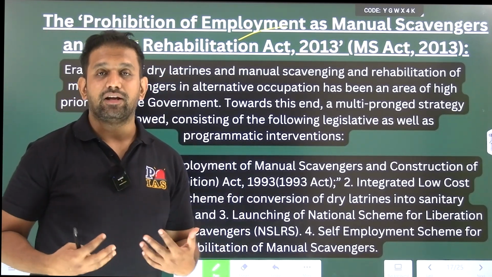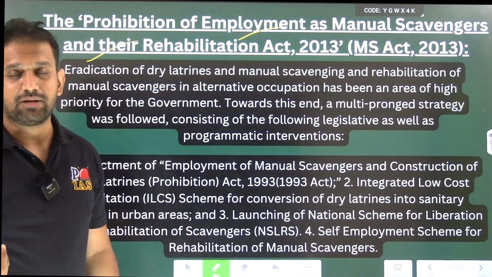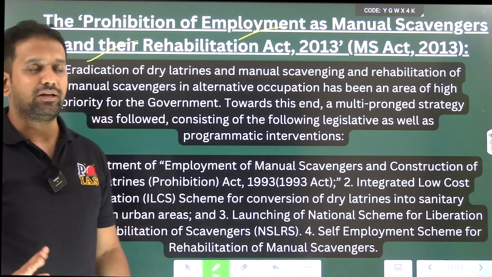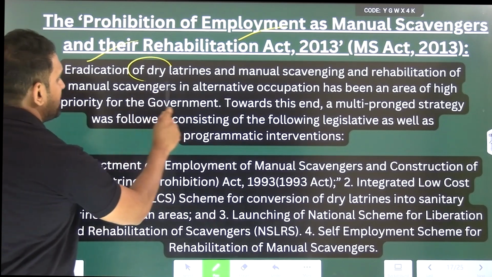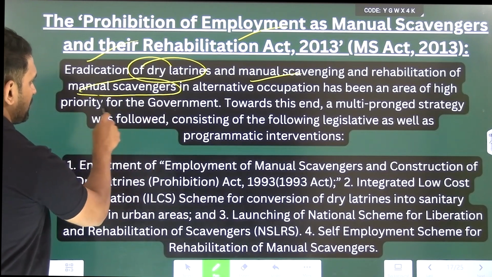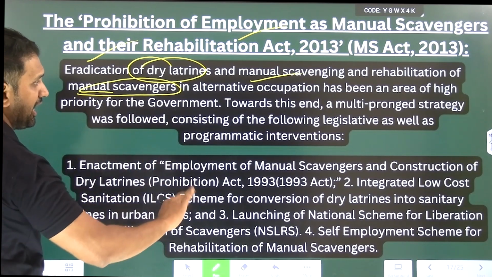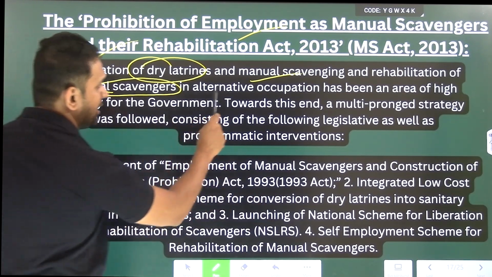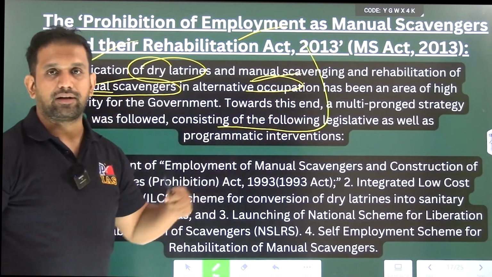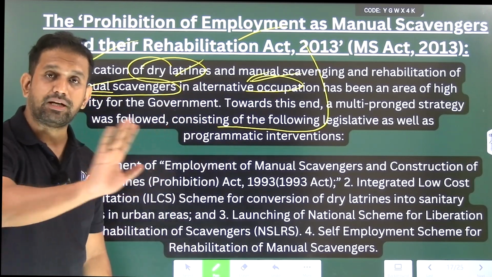So if somebody is picking rags or litter on the road, how will they feel? Just imagine. In order to remove this practice completely, this act has been initiated: eradication of dry latrines and manual scavenging, and rehabilitation of manual scavengers. Those people involved in manual scavenging should be completely rehabilitated. Some other job, an alternative occupation, should be given to them. For that purpose, the Government of India has this act. Manual scavenging has to be completely removed.